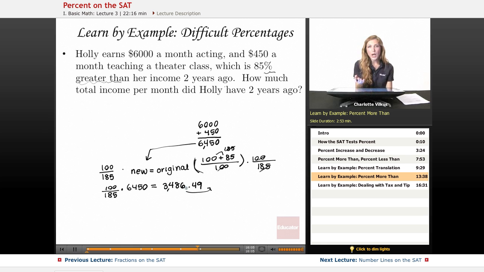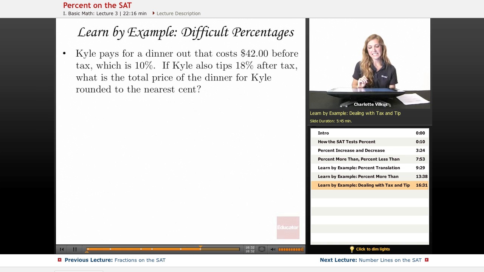So although this problem isn't quite as easy as just putting the numbers exactly in with "is" equal to our equal sign and "of" being our multiplier, this still isn't too difficult of a problem as long as we know this equation. So this one you want to try and know just because these problems do come up. So in this example, we have Kyle, who pays for a dinner out that cost $42 before tax, which is 10%. So our tax rate is 10%.